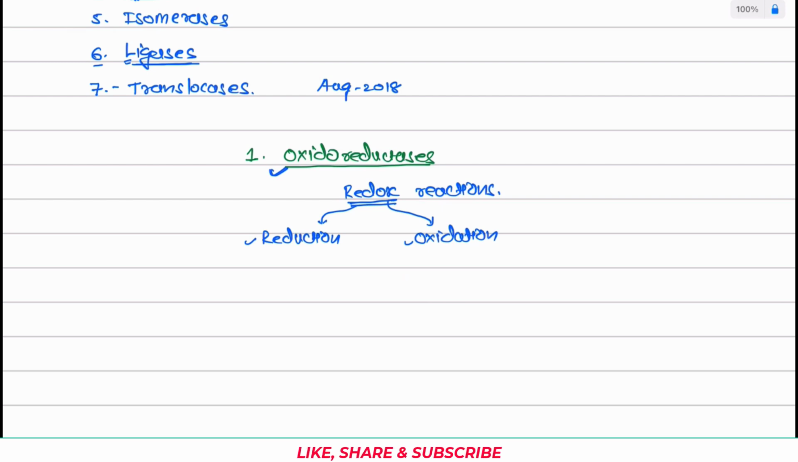Why? Because most of the time, actually all the time, reduction is always coupled with oxidation and oxidation is always coupled with reduction. There is no possibility of an individual reduction reaction. Whenever a reduction reaction occurs, an oxidation reaction simultaneously occurs, and the reverse is also true. So both are always coupled, and that's why we generally prefer the term redox reaction.